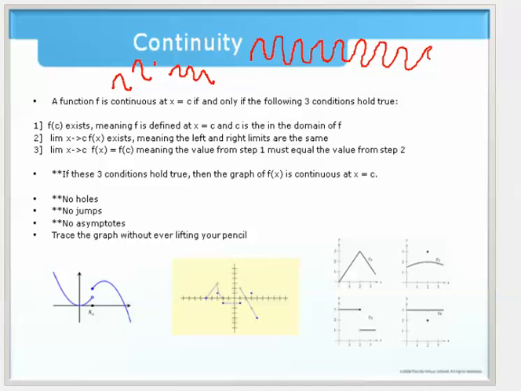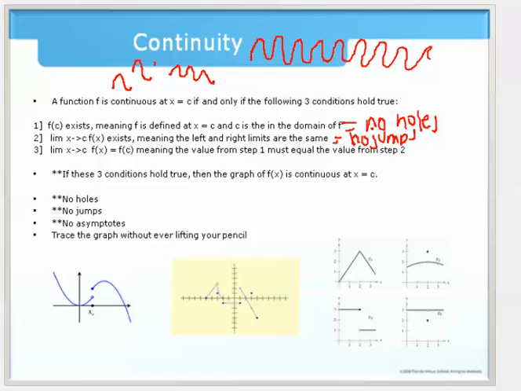Now it gives us three conditions. The mathematical terms are written here. f(c) exists, meaning that f is defined, and this first one just means there's no holes. The second one says that the left and the right-sided limits have to be the same. In other words, there's no jump. And then we also have to have the limit and the function value be the same.